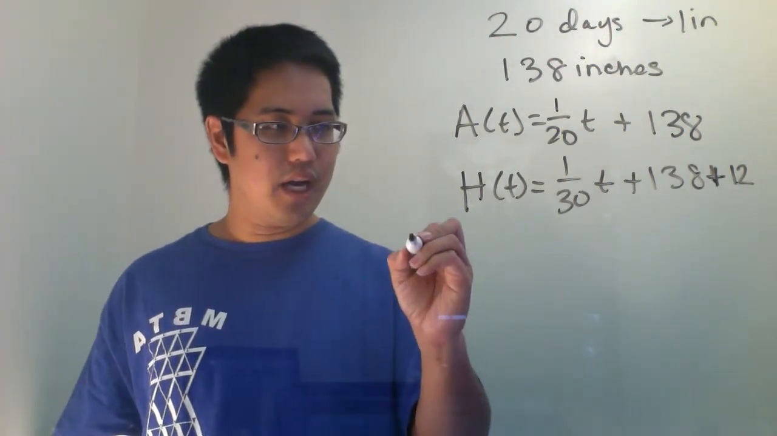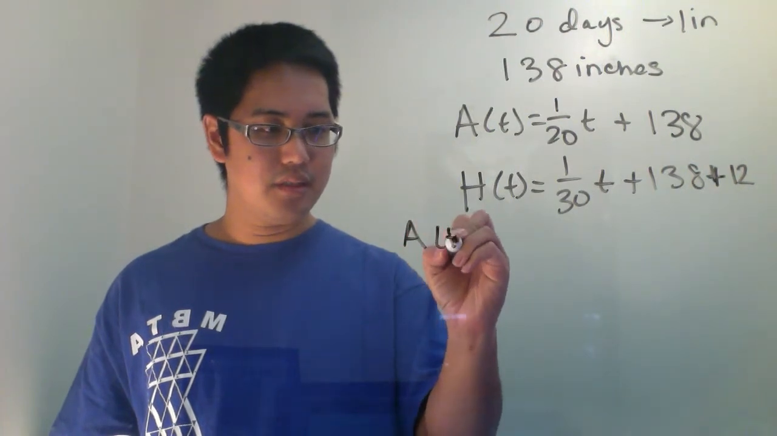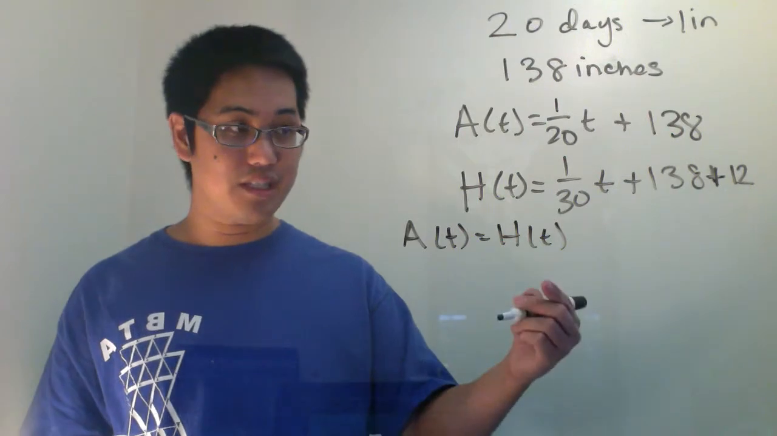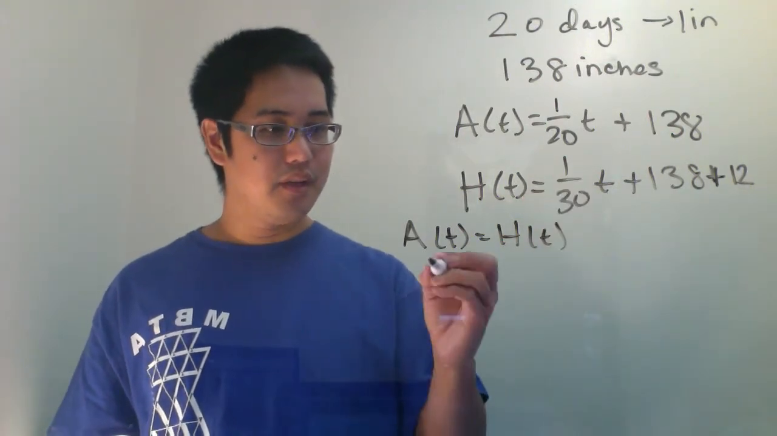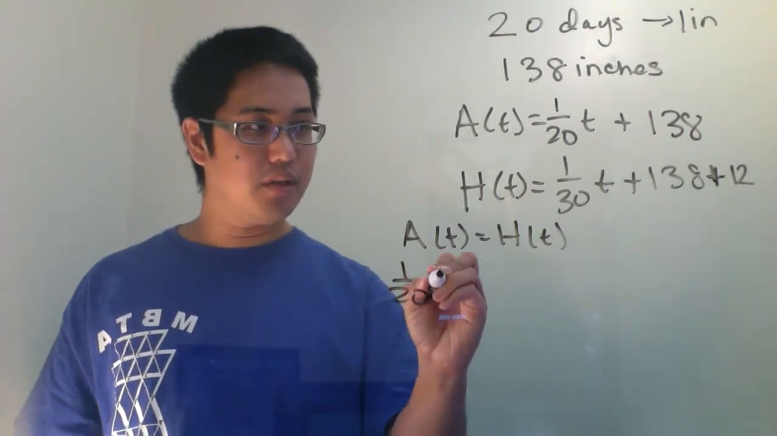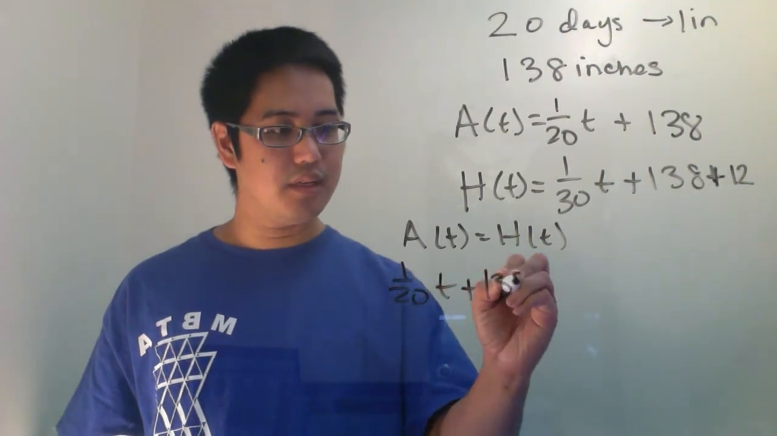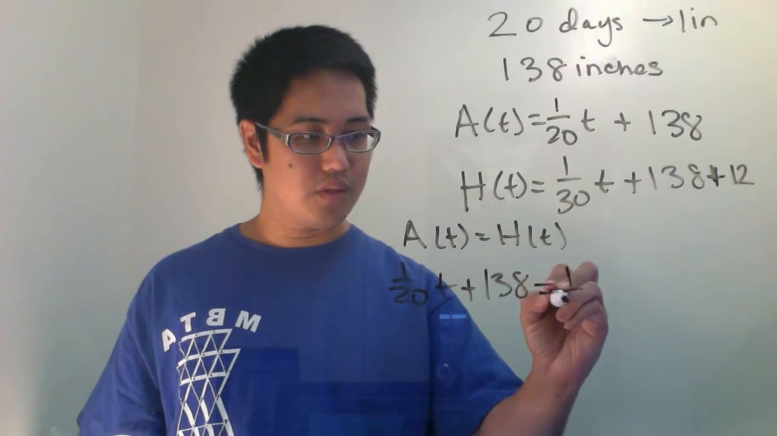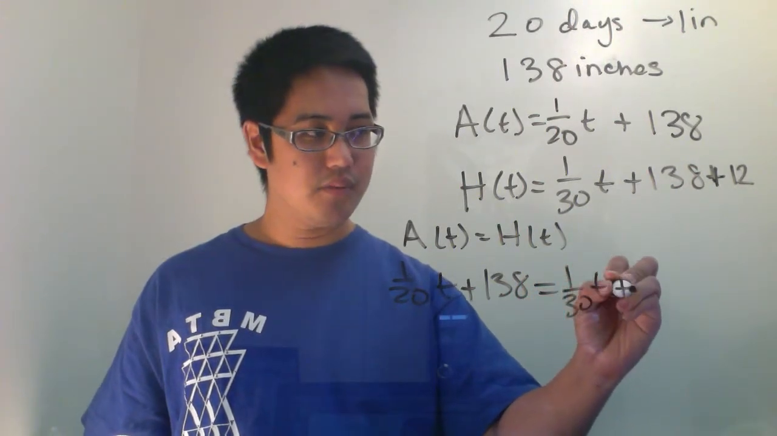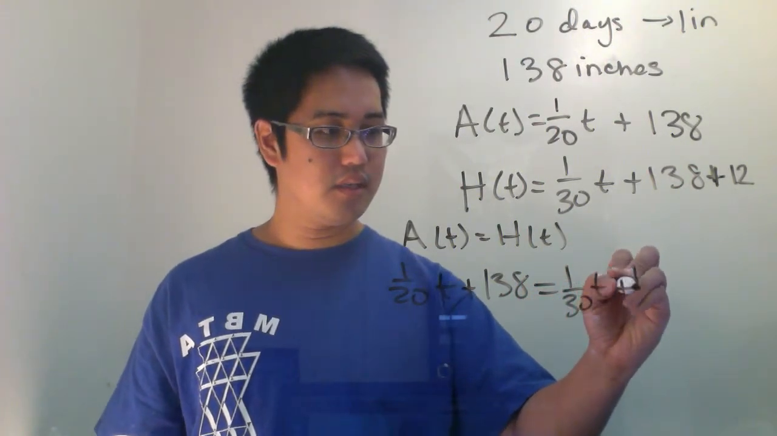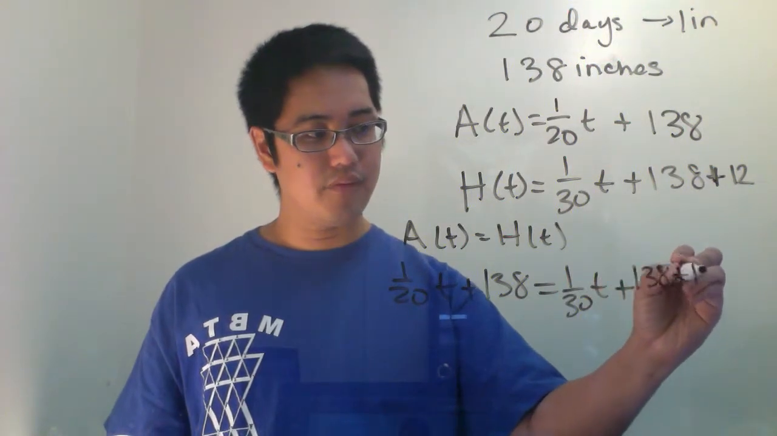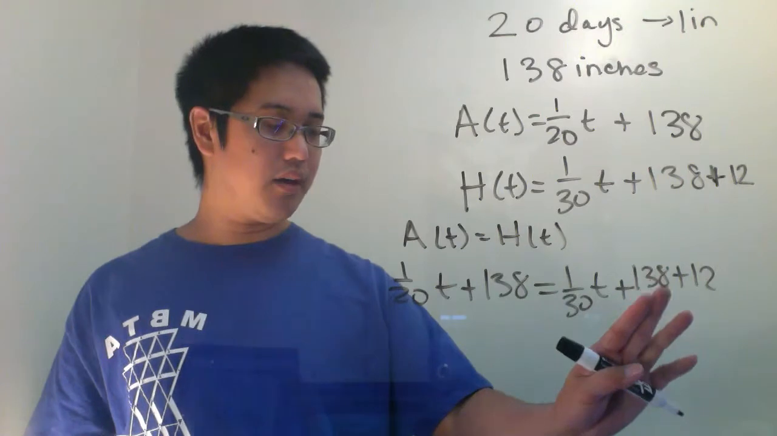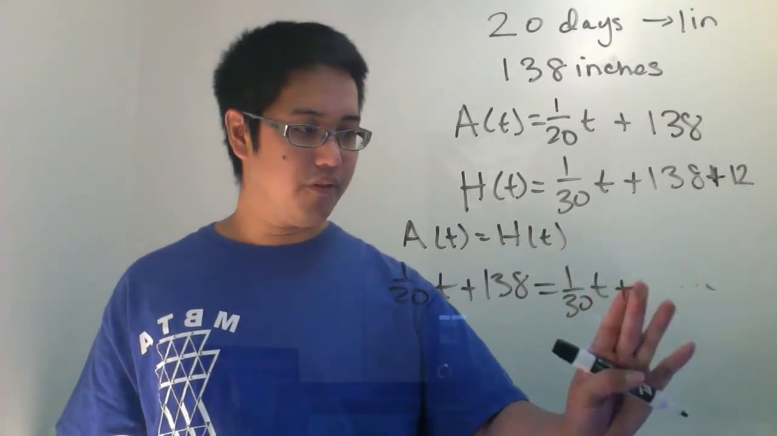So I'll have A of t equals h of t, and what I want to do is figure out what the time is. I simply go 1 over 20 t plus 138. That's what A of t is equal to. Equals 1 over 30 t plus 138 plus 12. All right, I'm going to combine these two right here. 138 plus 12, that would be 150.